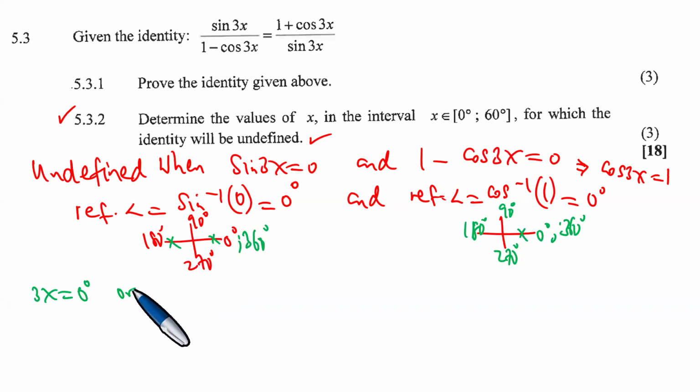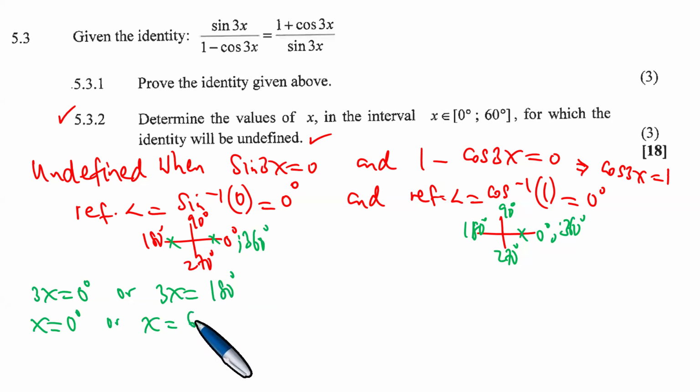Or we have actually another case. The sine is 0 in two places. It is 0 at 0 degrees, but it's also 0 at 180 degrees. So obviously, 3x is 180 degrees as well. We divide both left and right by 3, getting 0 degrees divided by 3, which gives us 0 degrees, or x equals 180 divided by 3, which is 60 degrees.